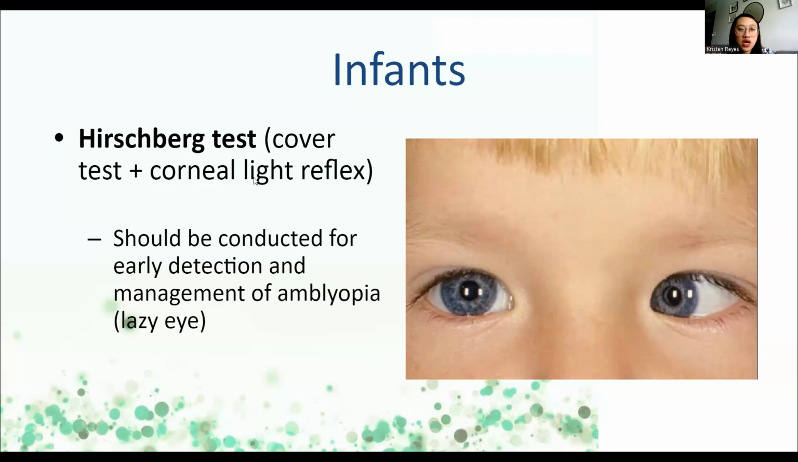A pen light is held 1 meter from the eyes of the patient, and then the pupillary light reflex is observed and its relationship to the center of the pupil. Of course, when the pupils are symmetric, when you shine a light, the light reflex will be symmetric as well. But in patients with amblyopia, such as this one in the photo, the reflex of the light will be displaced, especially in one eye. So here, as you can see, this is esotropia. The reflex is displaced.